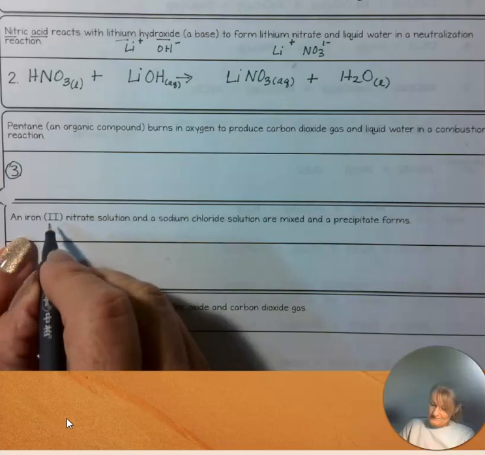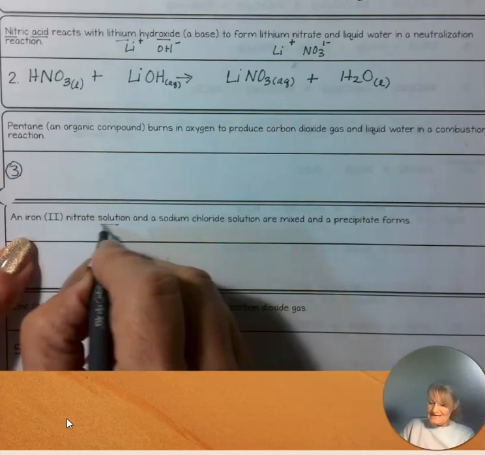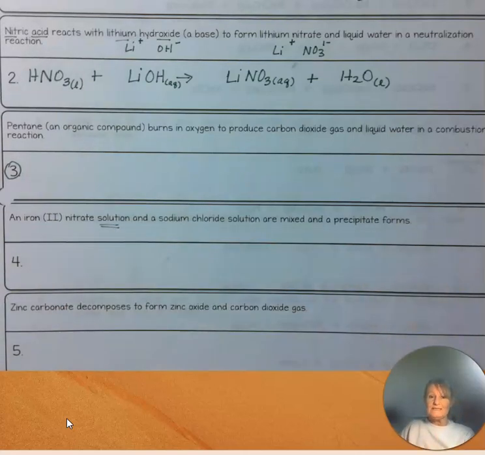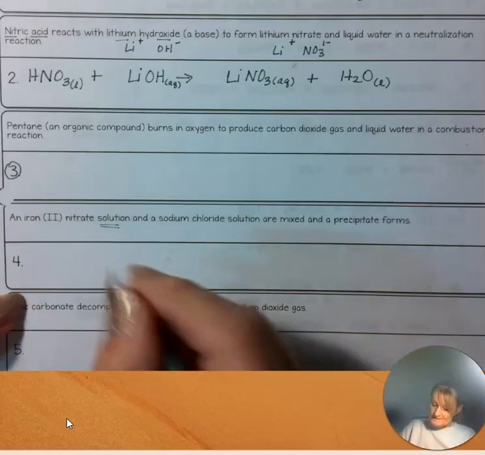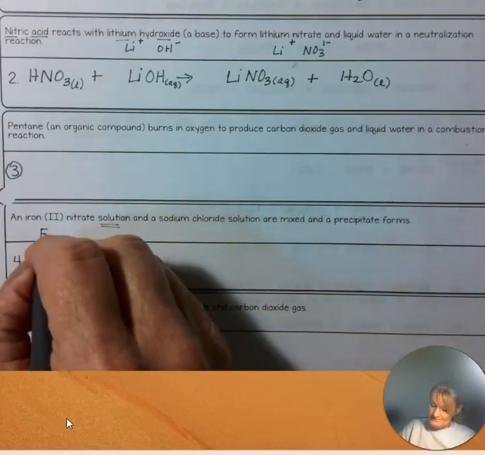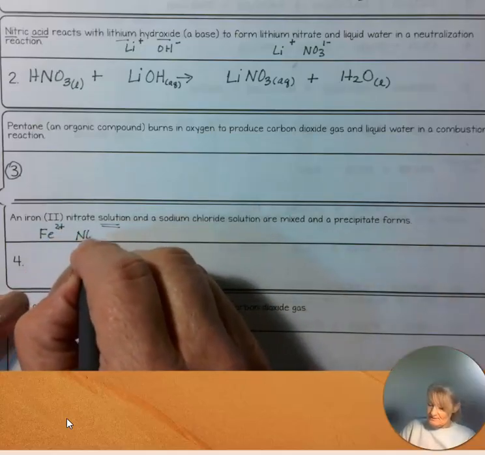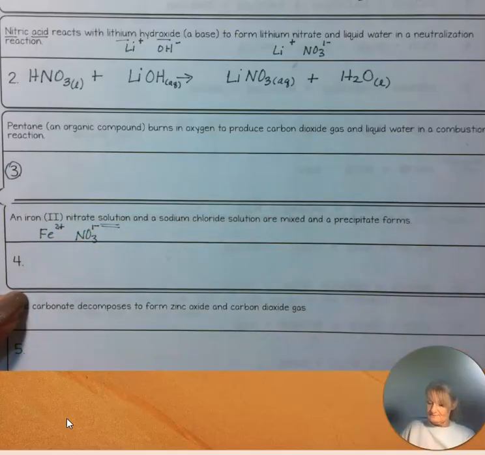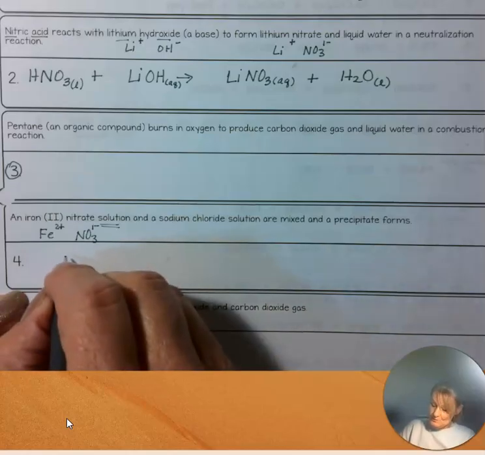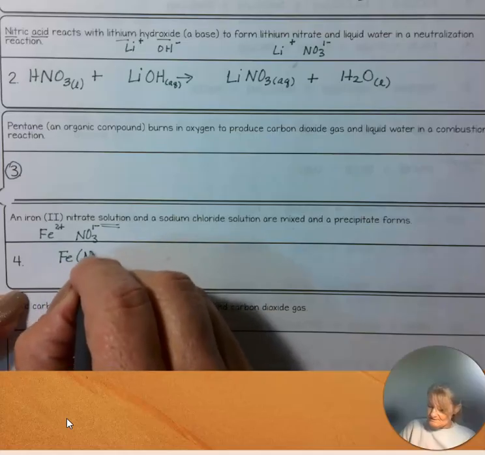It says iron 3 nitrate, and it does say a solution. That's going to mean it's aqueous. So I'm going to have iron, nitrate, NO3, it's a 1 minus. So that means I'm going to need 2 nitrates.